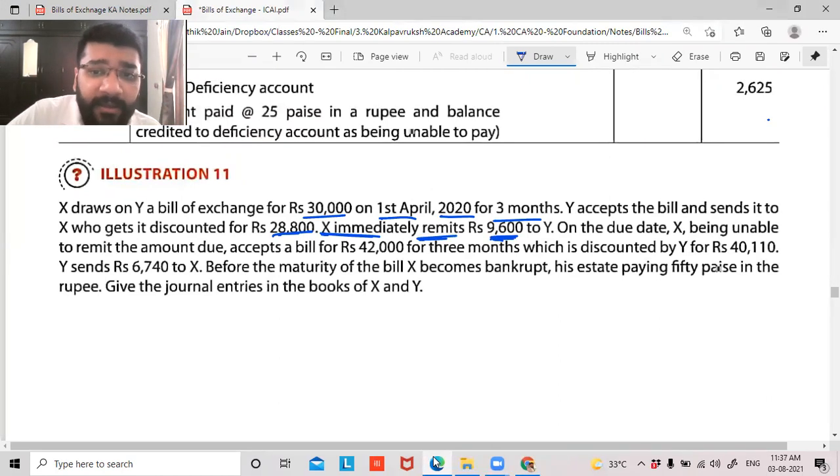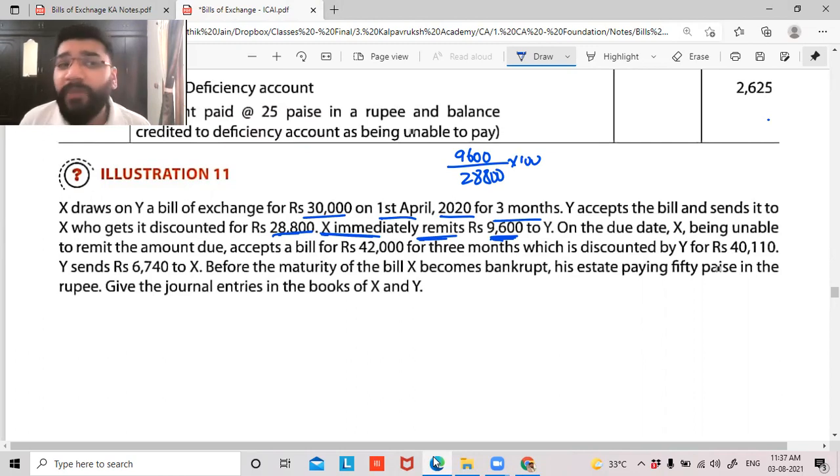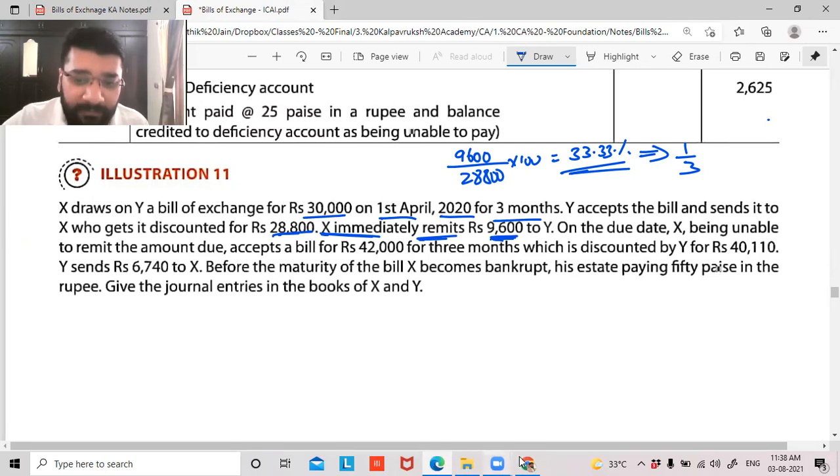So guys, if I say 9,600 is given to Y, out of how much? 28,800. So into 100, if I'm supposed to do, can you please tell me how much percentage of the amount is being given? 9,600 divided by 28,800 into 100. Guys, 33.33%. Whatever amount you received from the bank, 33.33% of that is being given to Y. Guys, 33.33% is alternatively recorded in fractions as 1/3. So 1/3 of the amount X is giving to Y and 2/3 X is keeping with himself.